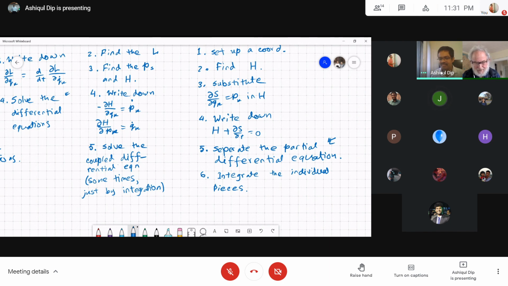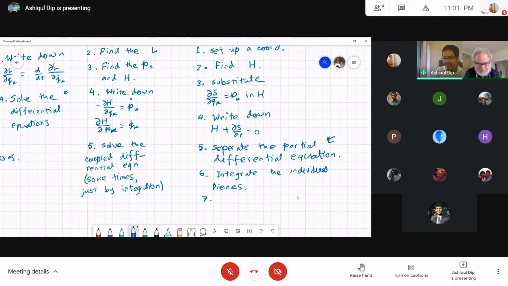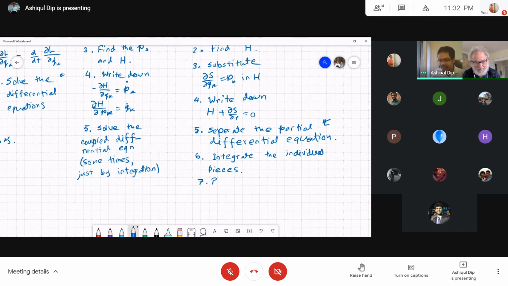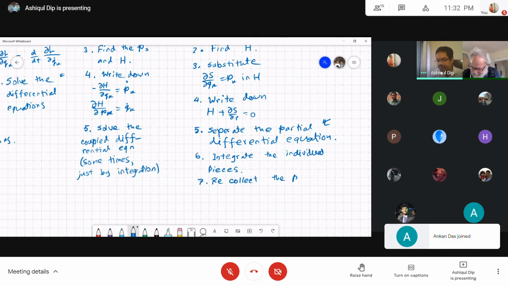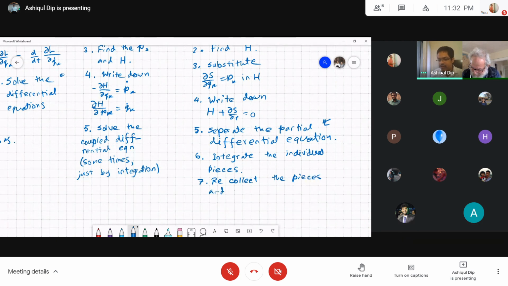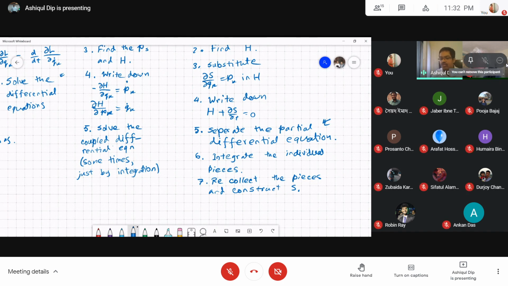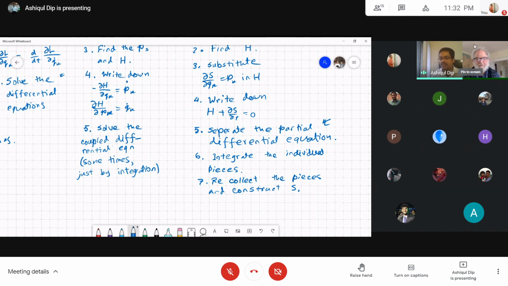Yes, that's right. So then you collect the pieces and construct S. Sometimes you actually do not need to perform the integration explicitly.